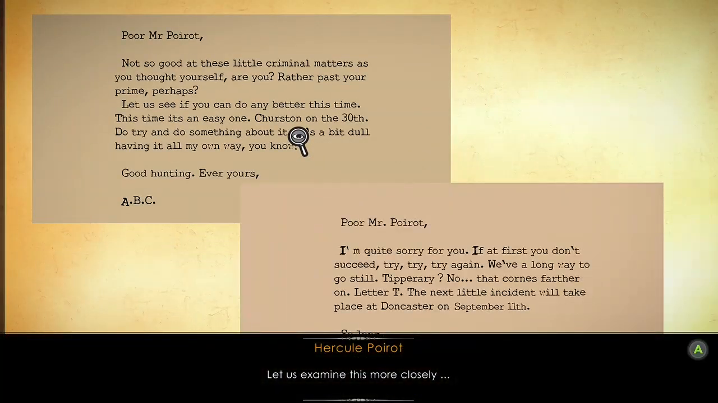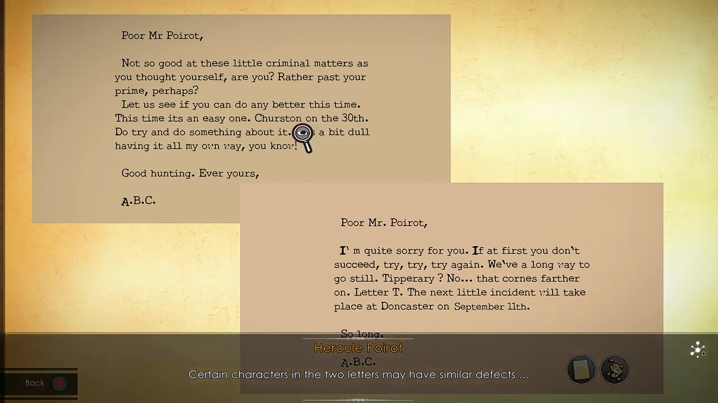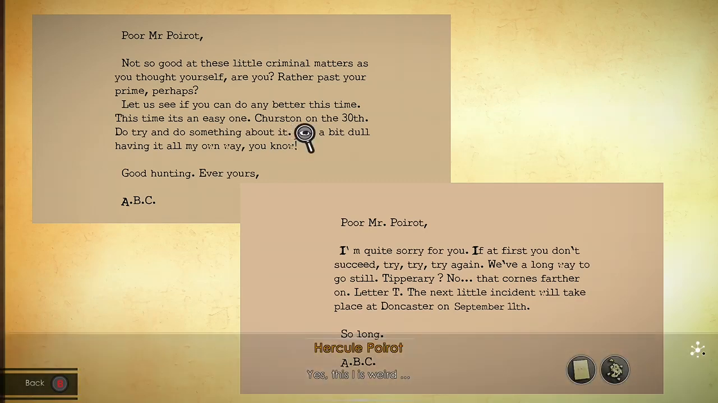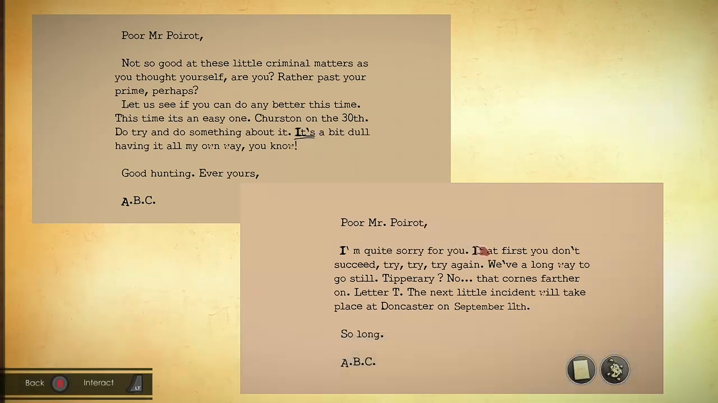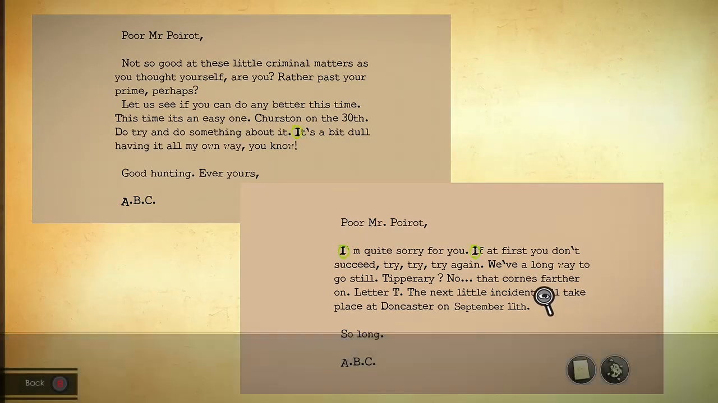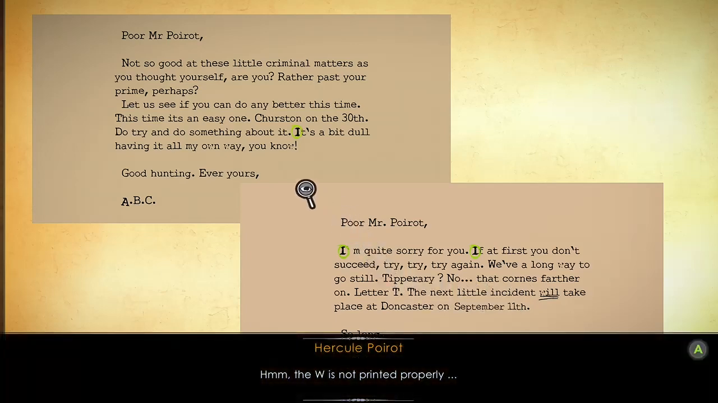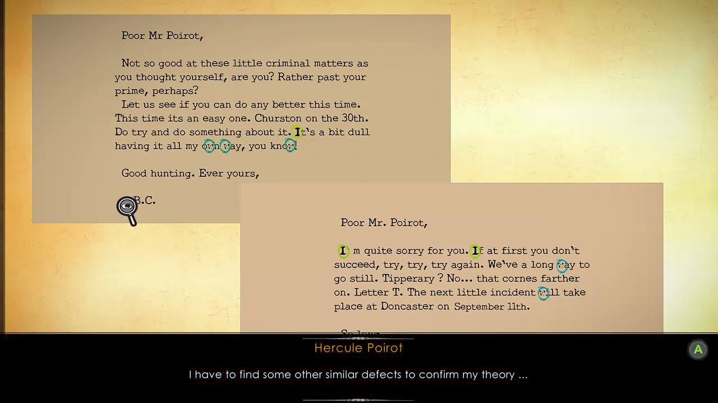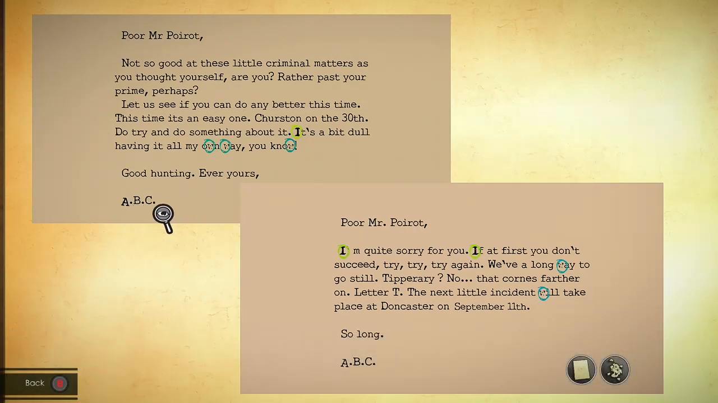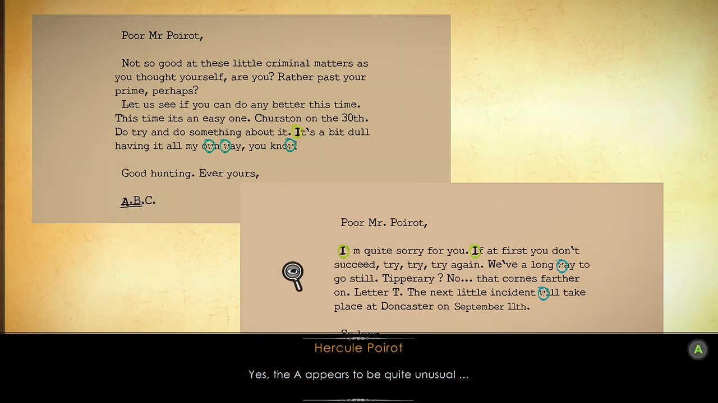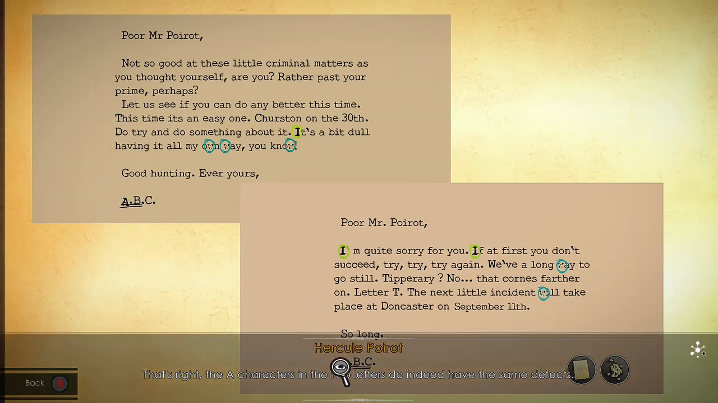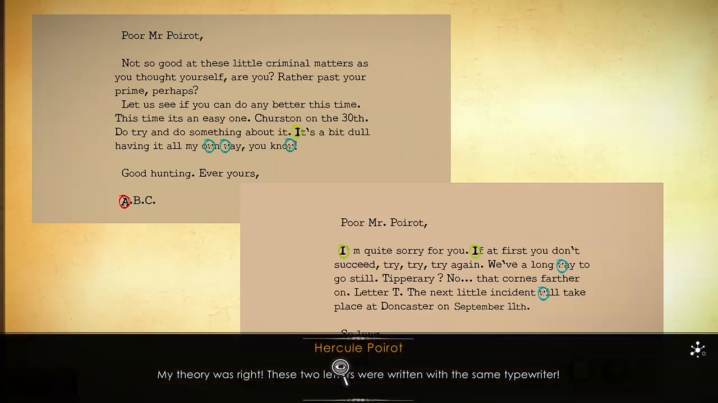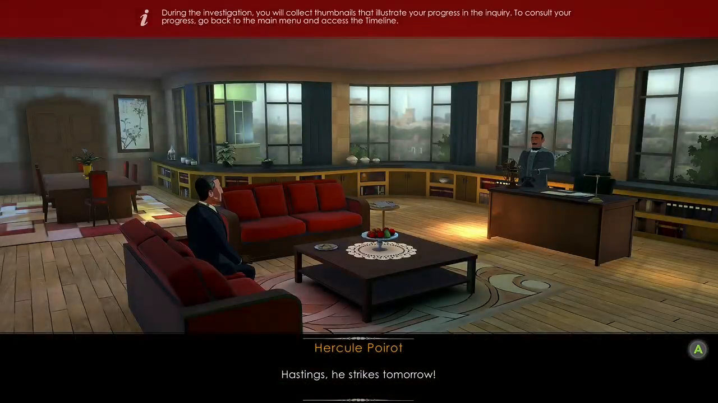Let us examine this more. Certain characters in it, yes, we know. I have to find some others. The double. Of course, the double. Yes, the A appears. That's right. My theory was right. Hastings, he strikes tomorrow.